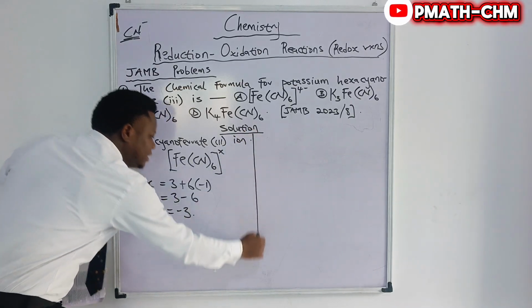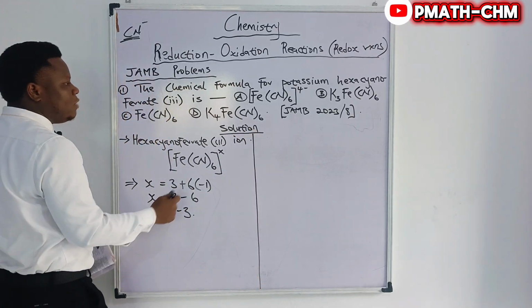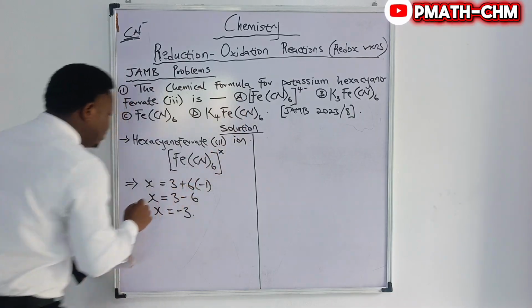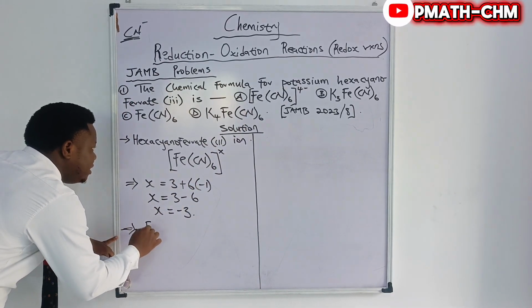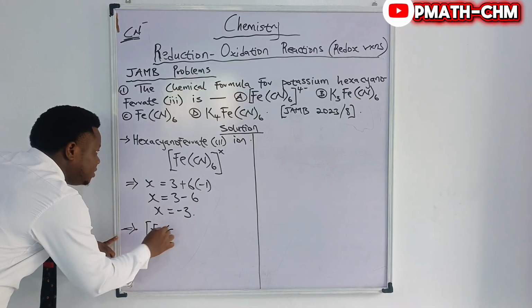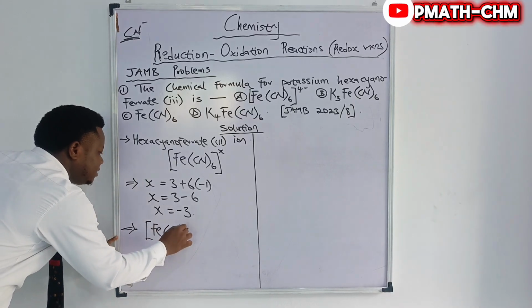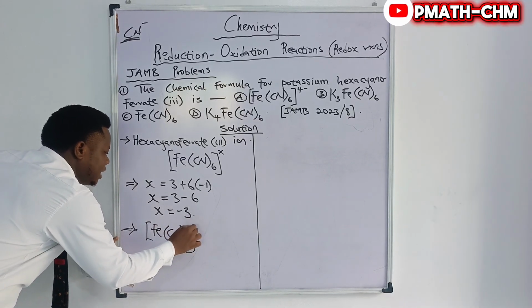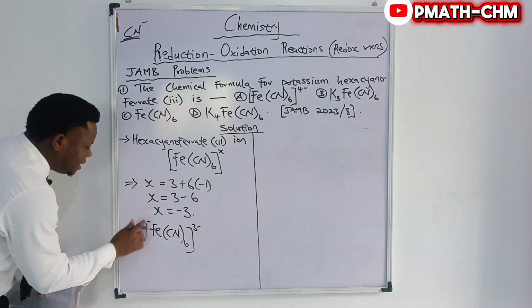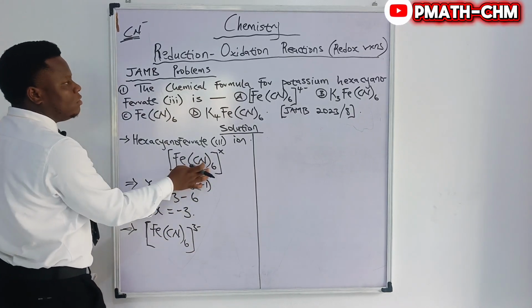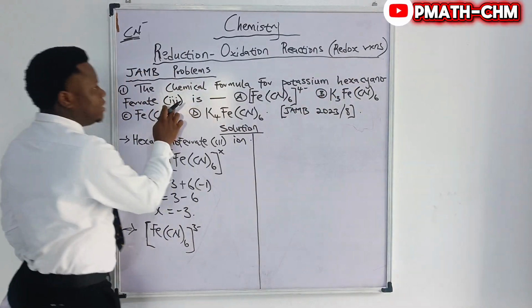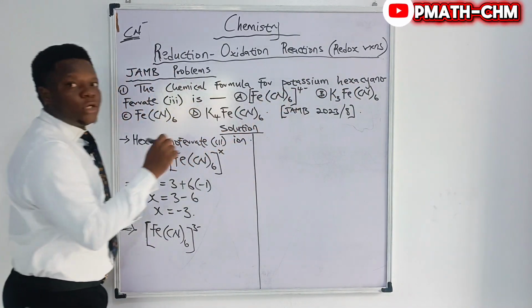After getting your charge, you can now combine. So our result here is Fe, CN, then 6, then the charge is 3 minus. So this gives us the ionic symbol for hexacyanoferrate 3. Now we can combine potassium with it.